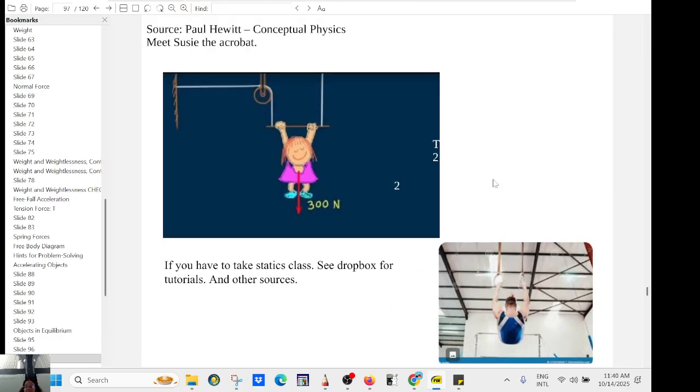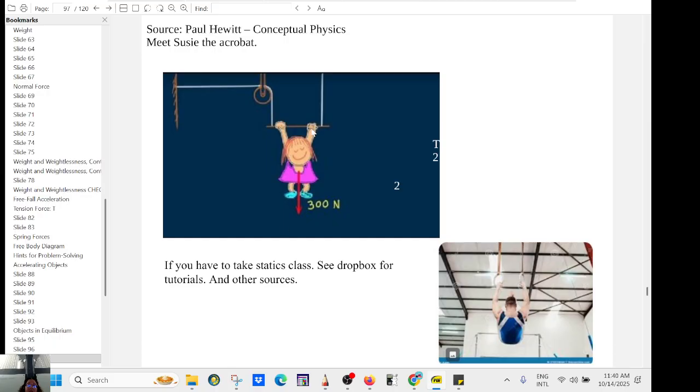So this is little Susie. Little Susie comes from that book, very famous, Paul Hewitt. He was very, very good at drawing. He has this very famous book, Conceptual Physics. It's a great book.